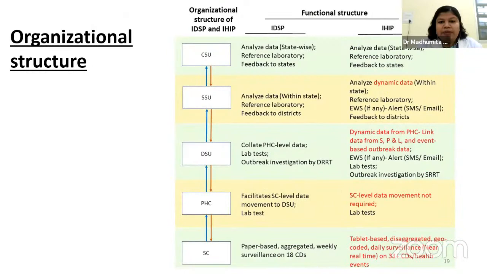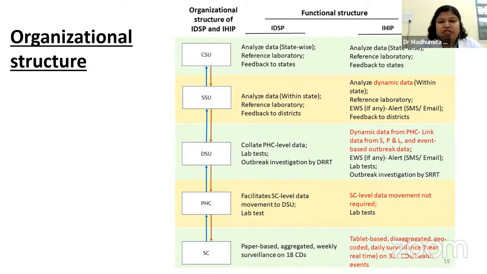Coming to the organizational structure and the functional structure of IDSP and IHIP. Here, the blue arrow denotes the flow of information from lower units to higher units. The red arrow shows the flow of information from higher units to lower units. And the text in red color indicates the difference in the function of IDSP from IHIP. Although structurally the same as IDSP, there are some significant functional changes to achieve the original objective envisaged in IDSP.